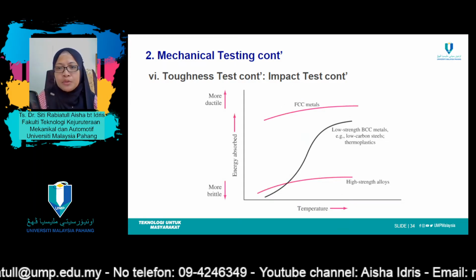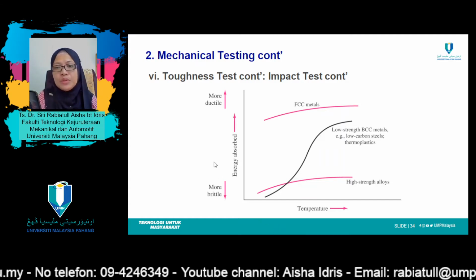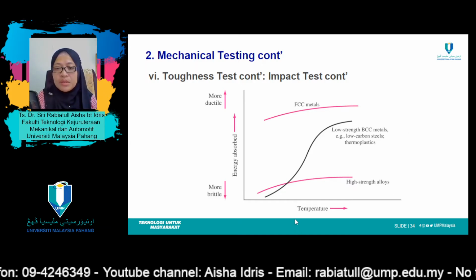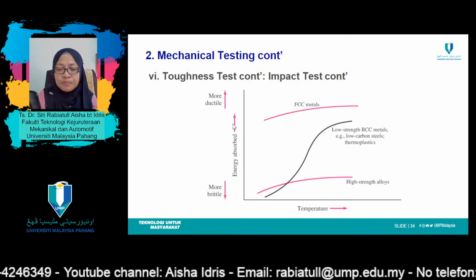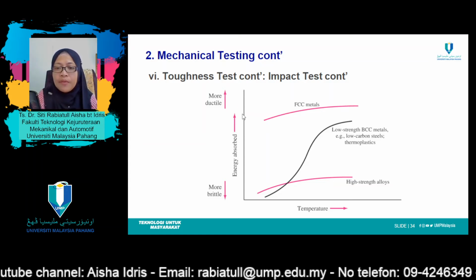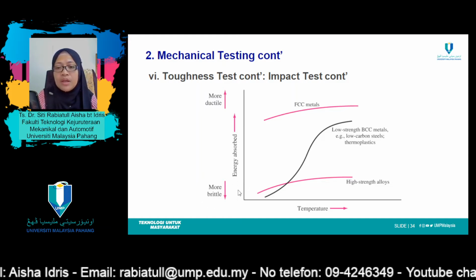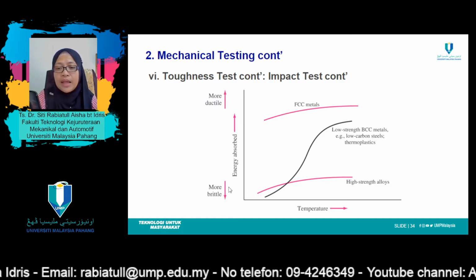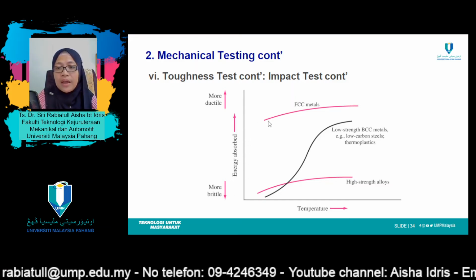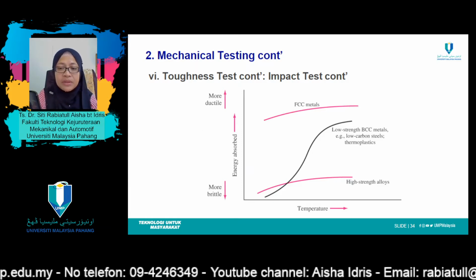After that, from the toughness test, we should be able to get the impact test result. Just now, we should be able to get this type of graph. If you refer to this graph over here, to the y-axis there, if the energy absorbed is lesser, then the material can be classified as brittle. However, if the energy absorbed is higher, then the material is classified as ductile.